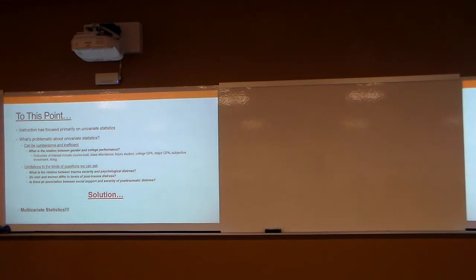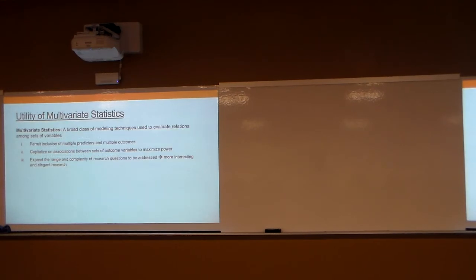It's going to be our multivariate statistics. Okay. Now, as we start to go through and look at our multivariate techniques, if we're talking about multivariate statistics in general, right? Broad class of techniques used to look at relations among different sets of variables, okay? So with our multivariate statistics, what we can start to do is fold in multiple predictors and also multiple outcomes depending on what types of models we're using.